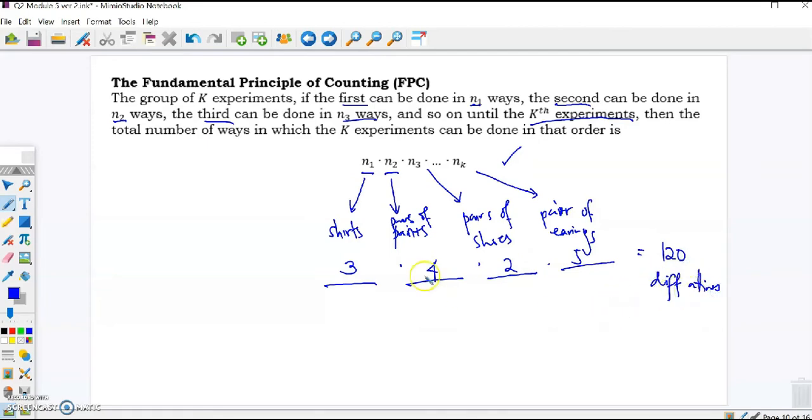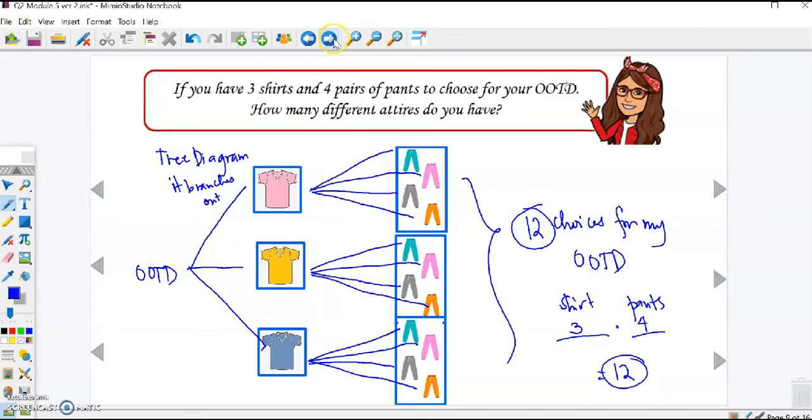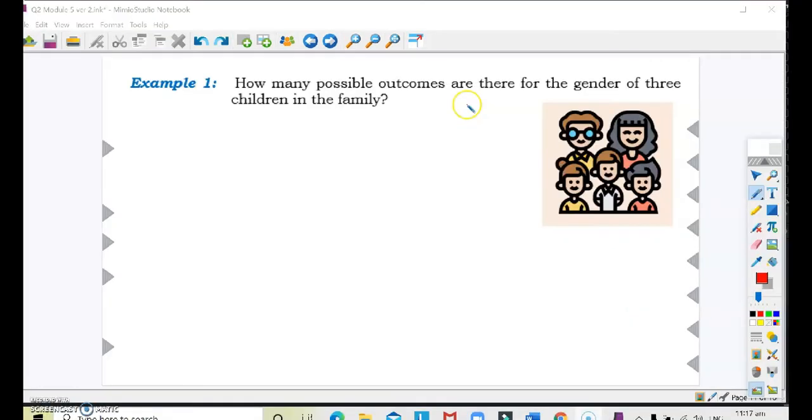So basically, the fundamental principle of counting is simply to multiply the number of ways the first, the second, the third, or the fifth, or the kth experiment will be conducted. Are you getting that? Okay, let's continue. In this case, the 12 choices that we have is the sample space.